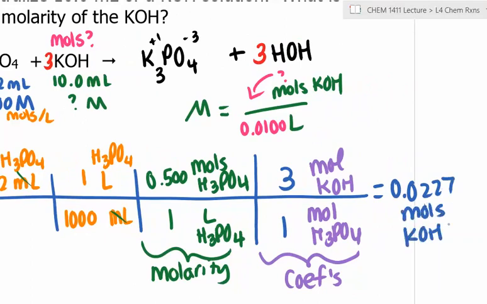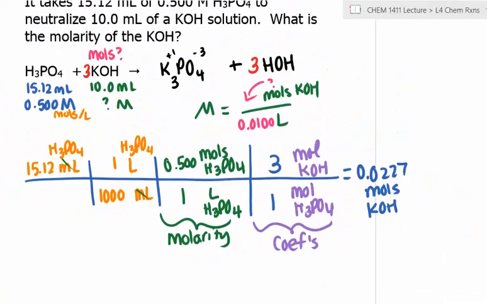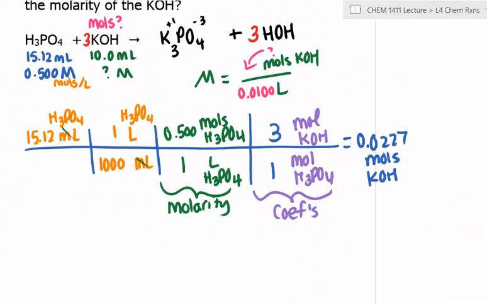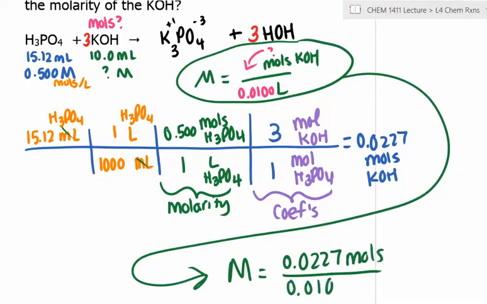Okay, but I'm not there because the problem didn't ask for moles of potassium hydroxide. It asked for the molarity of the solution. So remember back here we talked about doing this? Now I'm ready. The molarity is equal to, now I know the moles, and I already knew the volume. So I get, let's see, 2.27 molar potassium hydroxide.